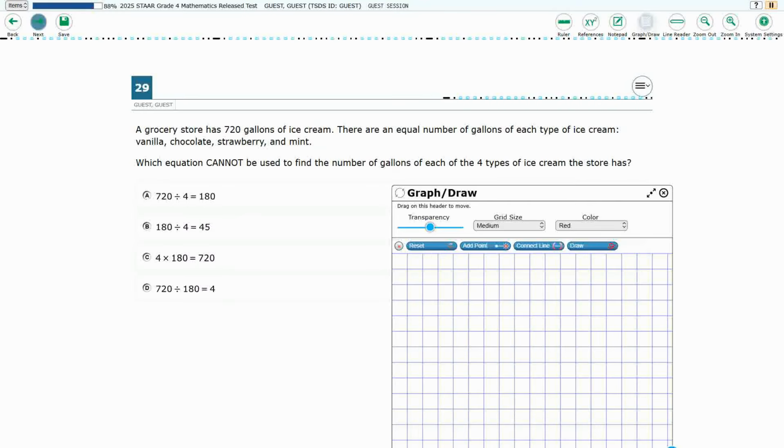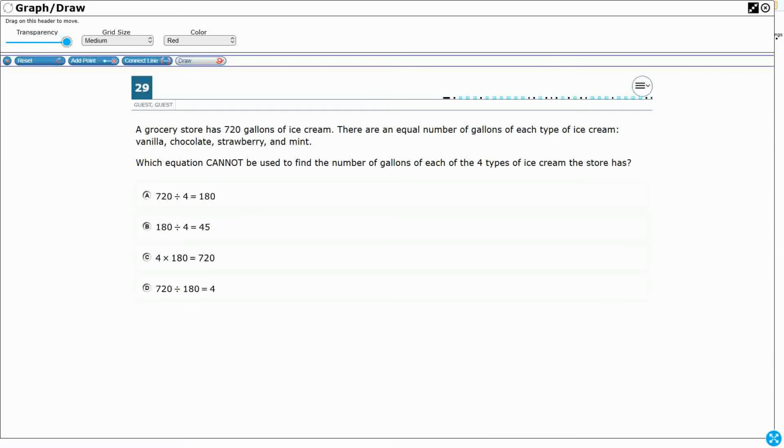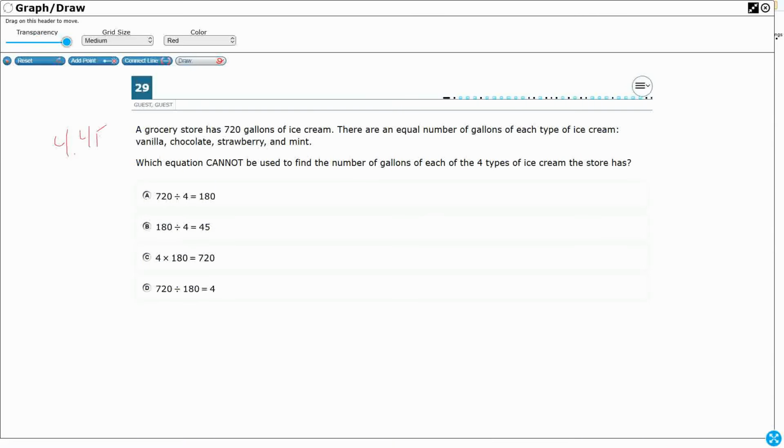This is 4.4e. And in this case, we are modeling division with equations. Sometimes we do it with strip diagrams or arrays. So we've got 720 gallons of ice cream. There are an equal number of gallons of each type. So this means we're going to either multiply or divide. We've got chocolate, strawberry, mint, and vanilla. Okay, so we got four types. So 720 gallons. Just draw a strip diagram. I've got four types and they're each equal. And I can just cut it into fourths. And here's my question. How much is in each type?